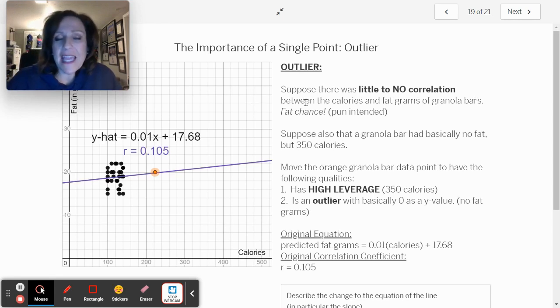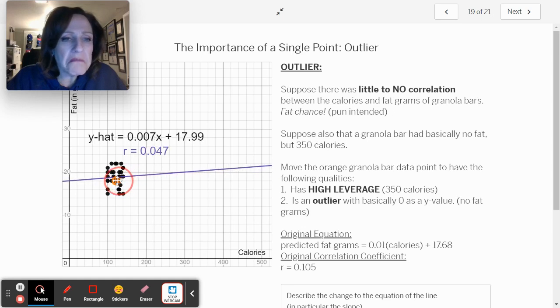So that's like saying, what if calories was not a predictor whatsoever of the amount of fat that the granola bar had? Fat chance. All right, pun intended. So what if there was not really much? Look at that, pretty much zero correlation. Look at that correlation. It's like nothing going on.